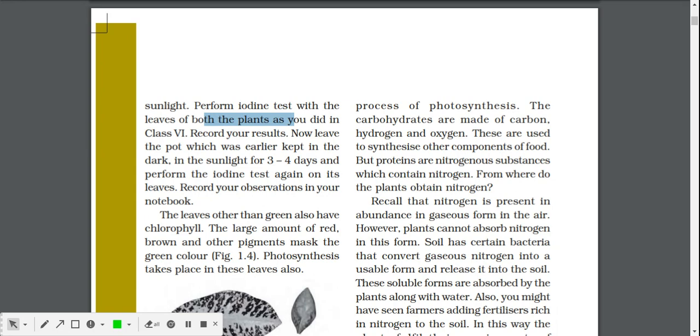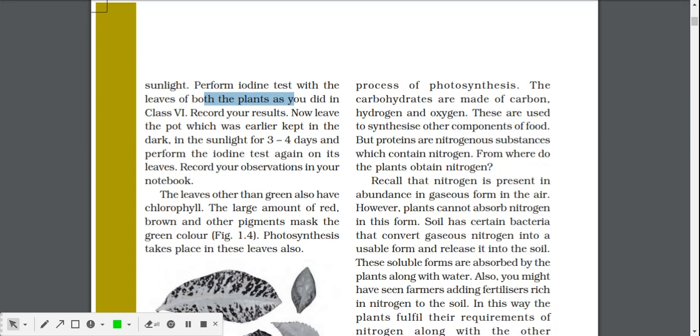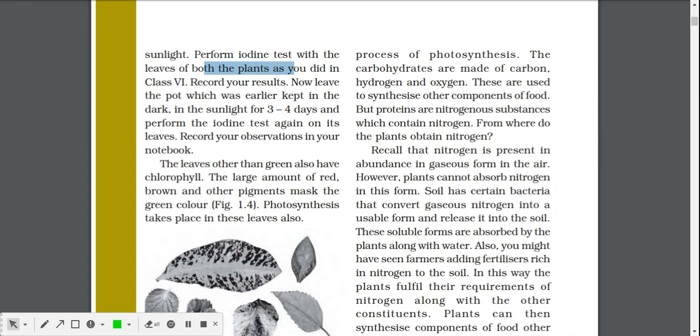In class 6, you have the same chapter related to this one. So you might have done an iodine test with the plants. The one which is kept in sunlight will show chlorophyll, while the other which is kept away from sunlight in dark does not have chlorophyll. Right. So record your result.